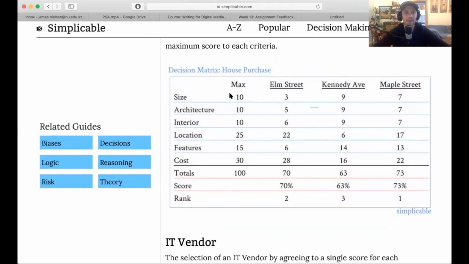Now, instead of a weight and the multiplying, they just have the max. It equals 100 total, and each one has a different max. So size, architecture, and interior are only worth 10 each, whereas location and cost are worth the most, likely because they want to make sure that it's in a place where they can commute to work, right? Or that there's a good school, maybe, things like that. And cost is because they're on a budget, they can only spend a certain amount.